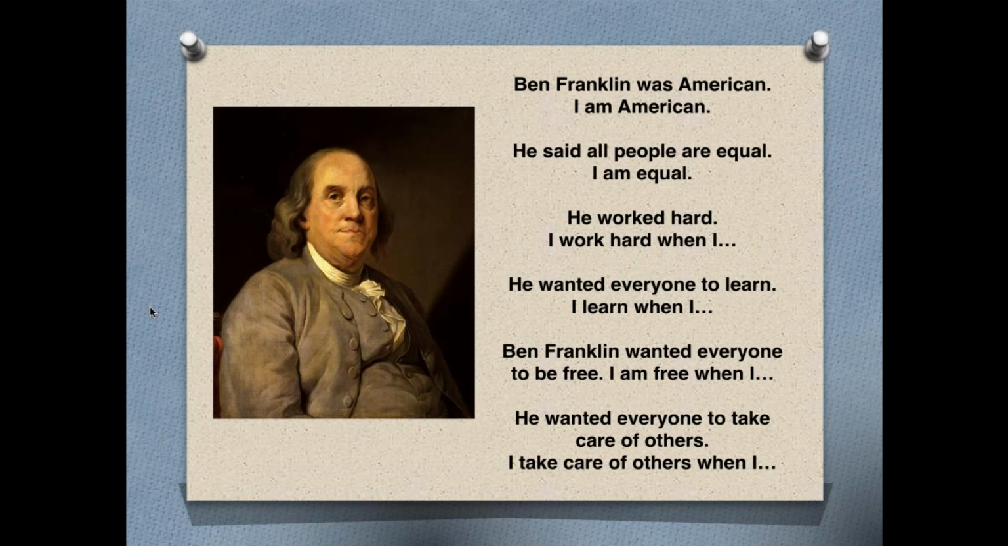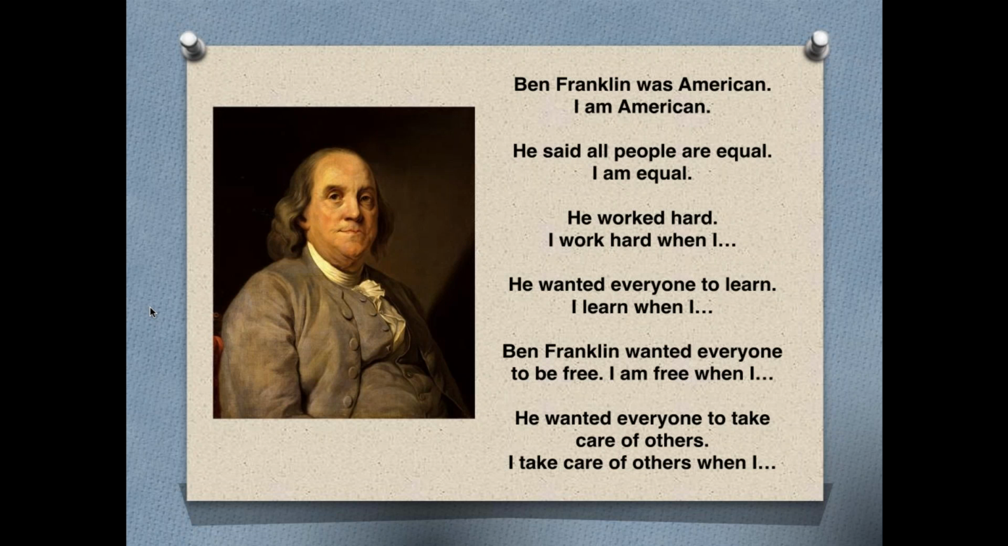So Ben Franklin was American, and I am American. He said all people are equal, I'm equal. He worked hard. I work hard when, right? We can ask our students, we can use the example of Ben Franklin, what have you worked hard at? He wanted everyone to learn. Ben Franklin's a huge believer in education. What does it look like when you learn? What are the different things you learn? What are the things you like to learn?